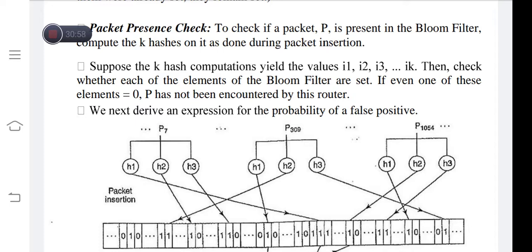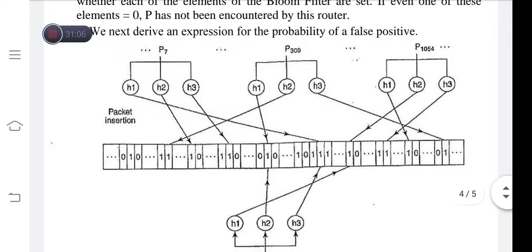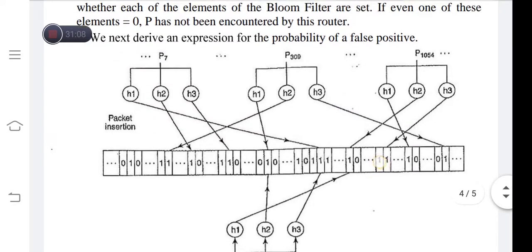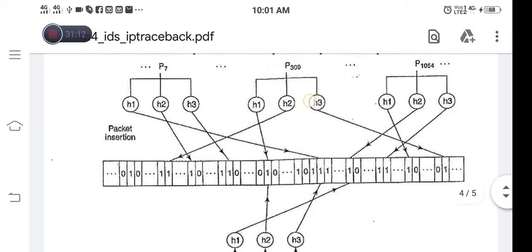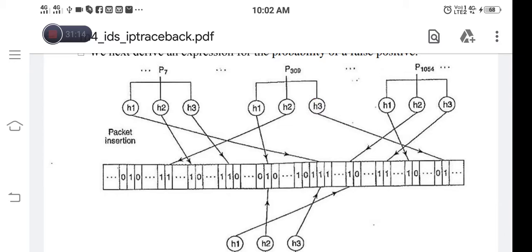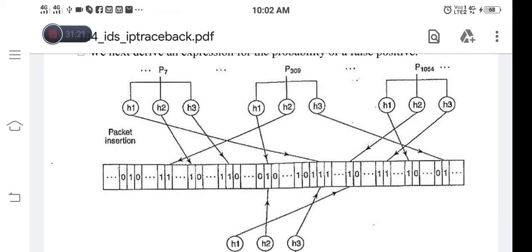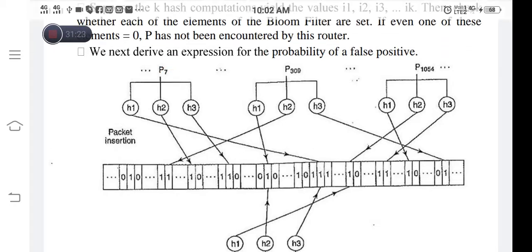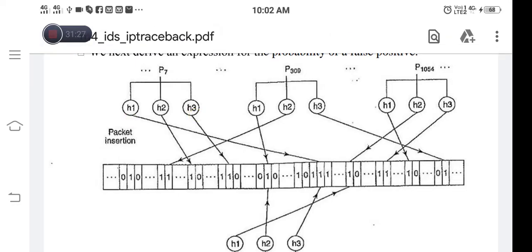Okay. So now let us derive an expression for the probability of a false positive. Before that, let us see this diagram here, what's happening. Here we have, for example, the various packets P7, P309, etc. So many packets are arriving at the router. Here we are seeing packet number P7, where three hash functions H1, H2, H3 are applied.